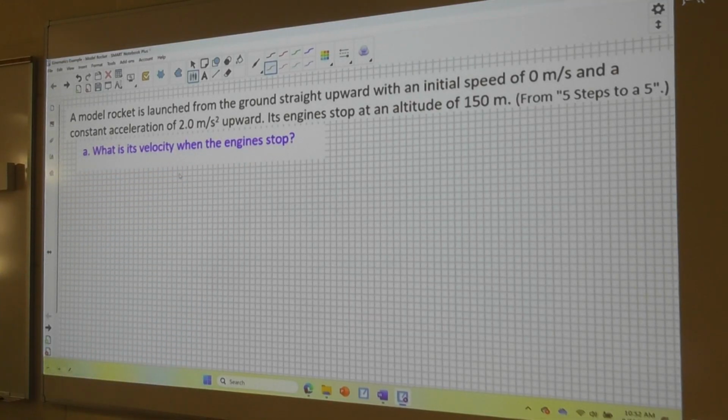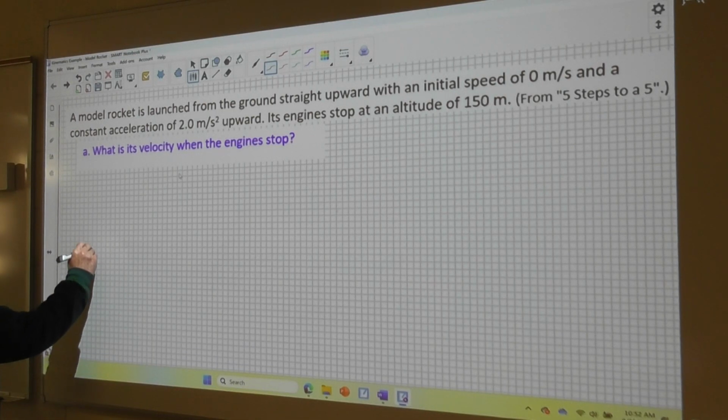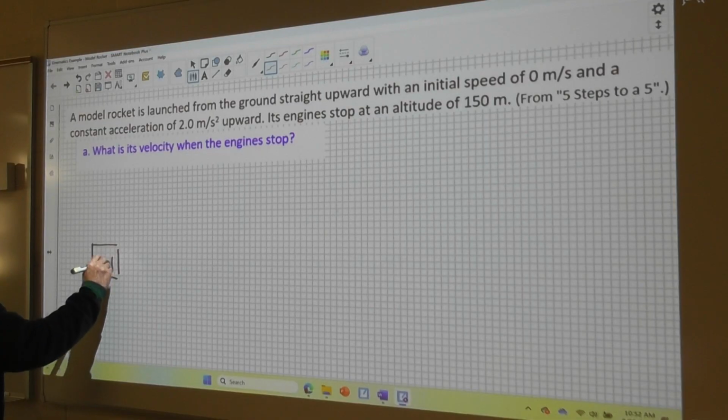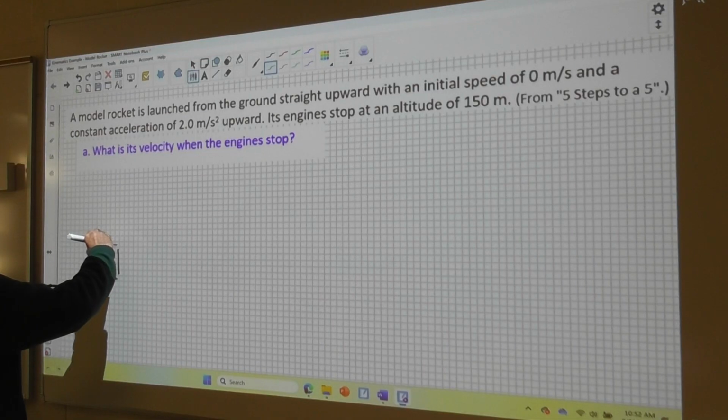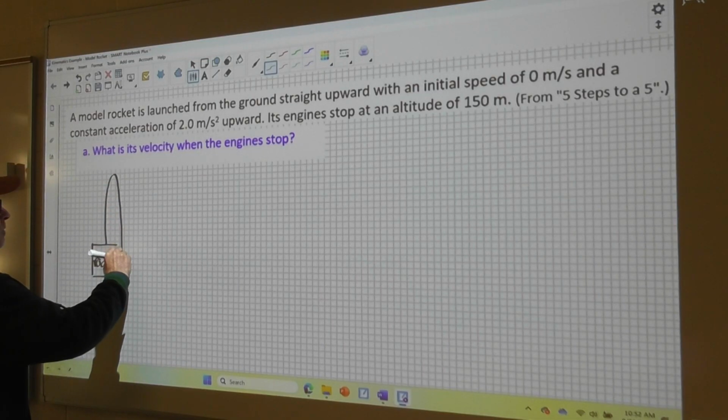So here's our system. Number one, we draw a picture. Does it matter what the rocket looks like? No, it doesn't. Everything in this class, according to me, is a small box. Sometimes it's a rectangle, sometimes it'll be tilted, but it's always going to be a box. And what's going to happen? It's going to go up, and then it's going to come back down.